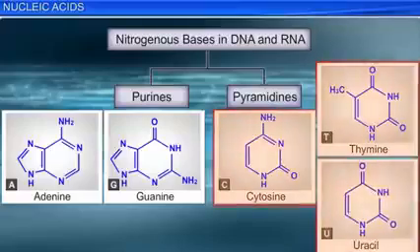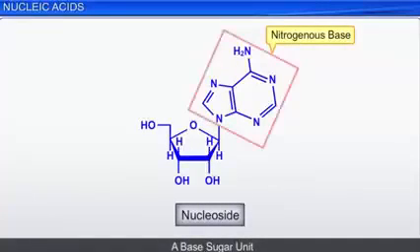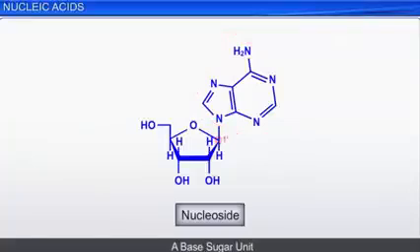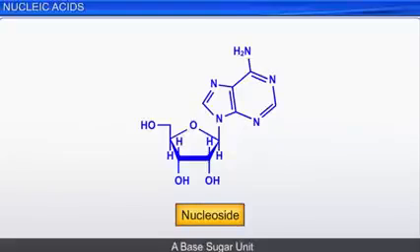A nitrogenous base attached to the C1 prime carbon of the sugar is called a nucleoside or a base sugar unit. The nucleoside, adenosine, is shown here. Note that we number the sugar carbons in nucleosides as 1', 2', and so on as shown.